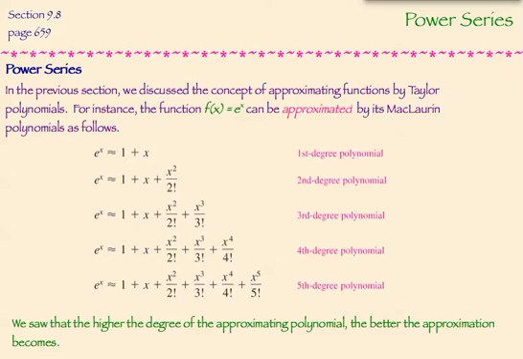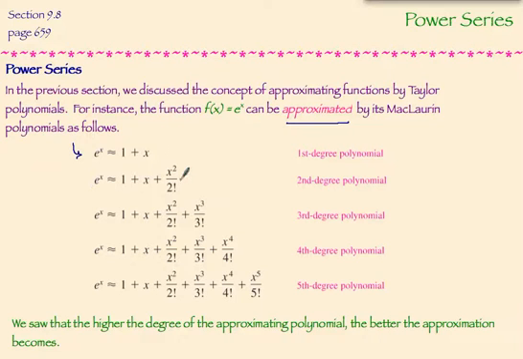Hi boys and girls, this video comprises the lecture for section 9.8 entitled Power Series, and it starts on page 659. Now notice in the previous section we discussed the concept of approximating functions by Taylor polynomials. For example, the function f of x equals e to the x can be approximated by its Maclaurin polynomial as follows. This is a Maclaurin expansion, which would mean it's centered at 0.